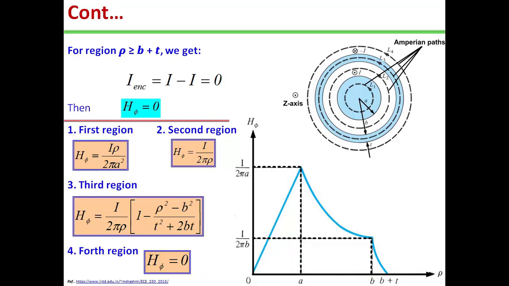So in this video we have calculated the magnetic field intensity H phi for the coaxial transmission line. Thank you for watching this video.